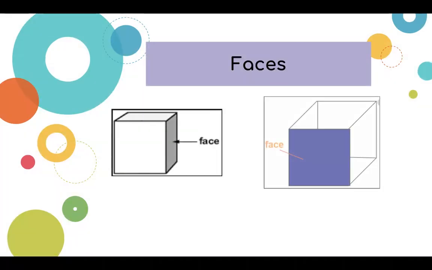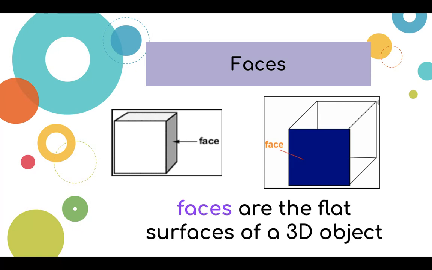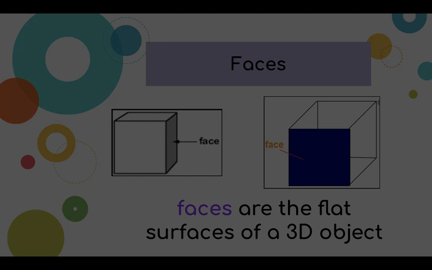The next thing we have here is a face. So a face of a three-dimensional object is simply the flat surface on that three-dimensional object. So think about the Rubik's Cube example I gave you earlier. Each of those flat surfaces are a different color. You have a green side and an orange side and a red side and a yellow side. All of those sides, those flat surfaces, are actually called faces. So when you think about the word face, think about the different colored sides of a Rubik's Cube.